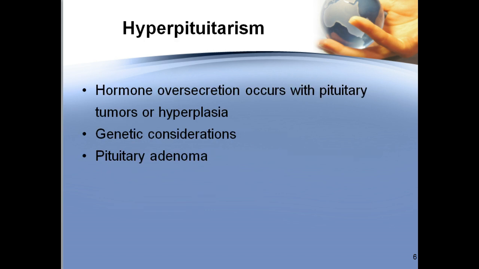Okay, then you have what they call hyperpituitarism, and that is hormone oversecretion, and it occurs with pituitary tumors. We saw that as well for hypopituitarism. Remember, I said the tumor, and a person having some problems genetically with their pituitary gland, and also, like I said, a pituitary tumor, which is an adenoma or hyperplasia, overgrowth of the pituitary gland.